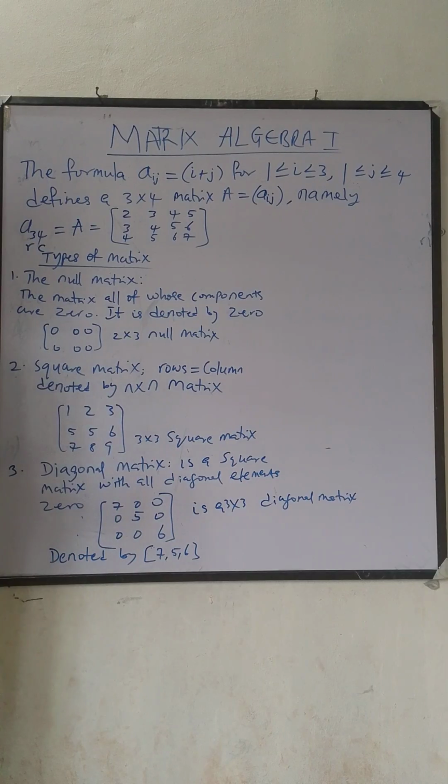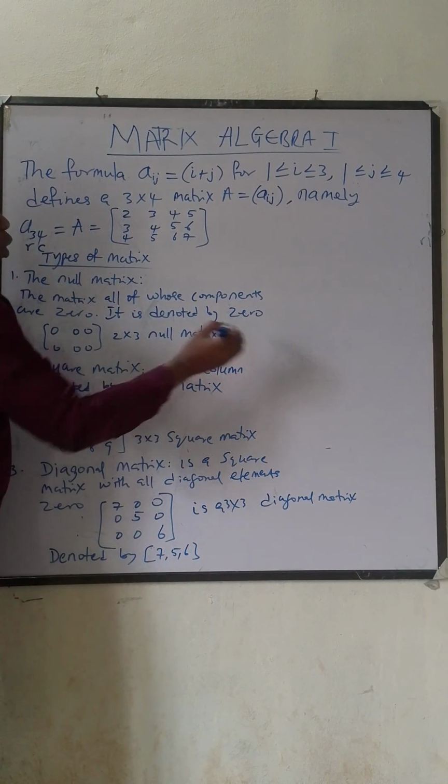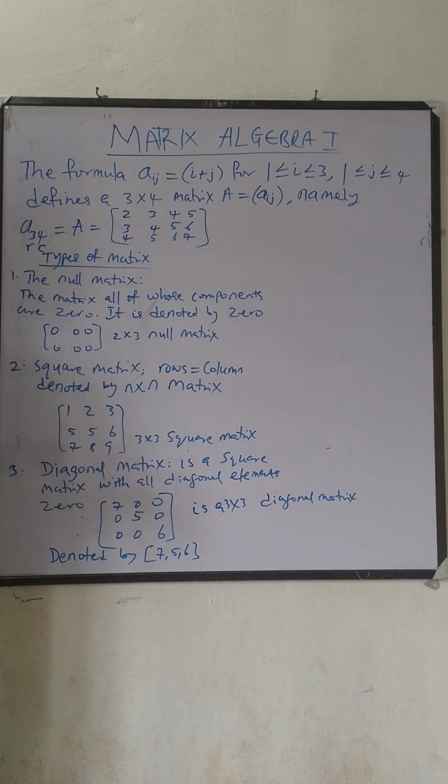Number 2, you have the square matrix. I've explained what the row and the column is to you. So when you say 3 by 4, or you say 5 by 4, the first is the row, the second one is the column. So the square matrix is another type of matrix. The square matrix is where all the rows equal the columns. And this is an example.